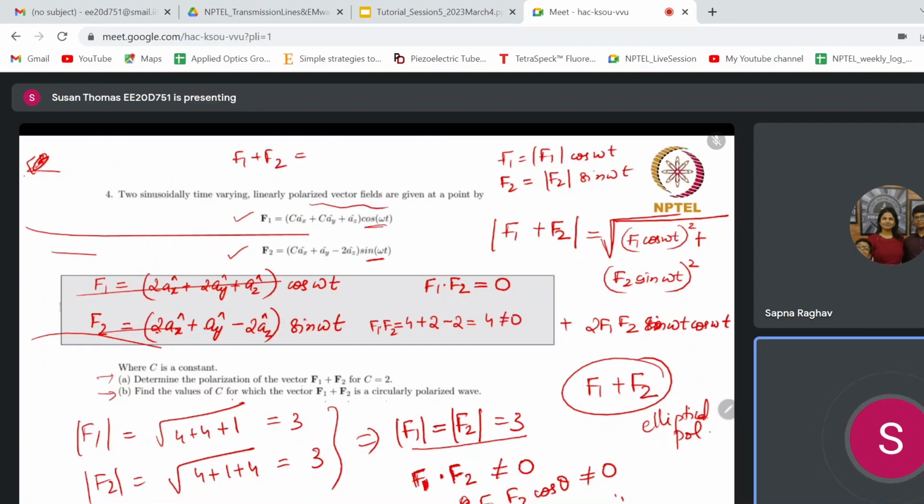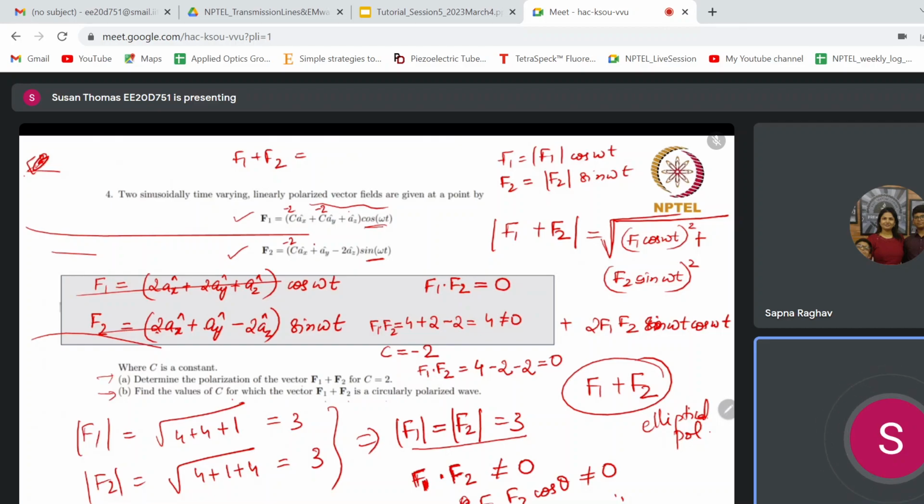But when will it become 0? For that, what should be C? If you take the C value as minus 2, I am taking F1 dot F2. Minus 2 into minus 2 becomes 4. Again minus 2 into 1 becomes minus 2. Then 1 into minus 2 again becomes minus 2. So F1 dot F2 becomes 0.